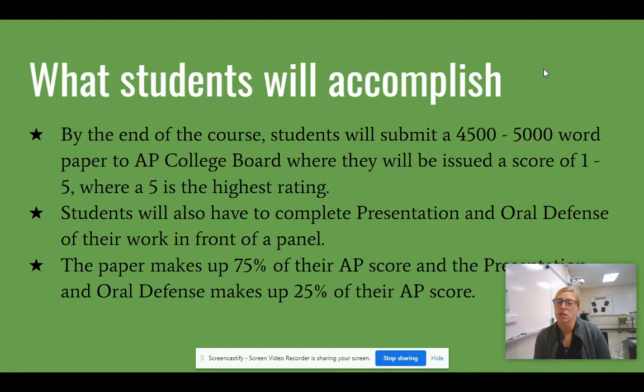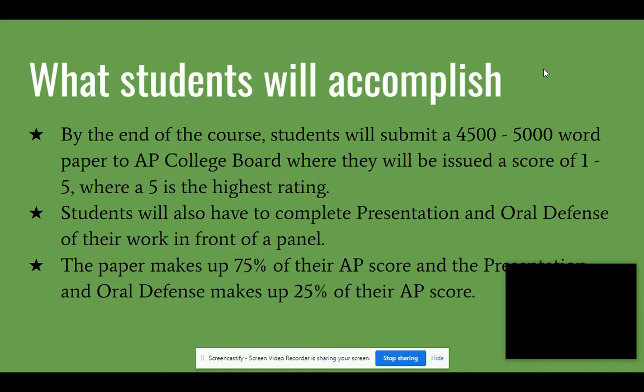By the end of the course, the students will be submitting a 4,500 to 5,000 word paper to AP College Board. They will be issued a score of 1 to 5, and 5 is the highest rating. Students will also have to complete a presentation and oral defense of their work in front of a panel, and that panel will include myself, where they will defend their research and be asked a series of questions. The paper makes up 75% of their AP score, and the presentation and oral defense makes up 25% of their AP score.